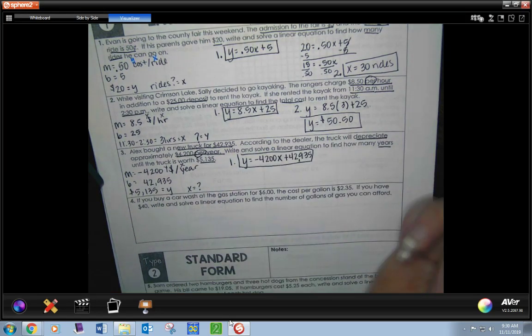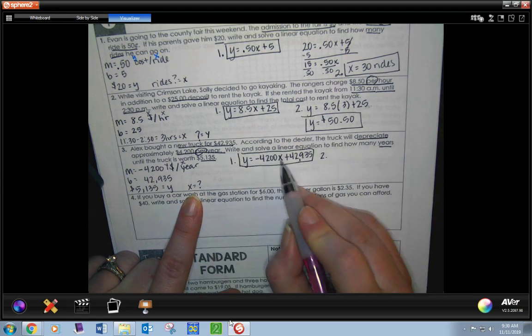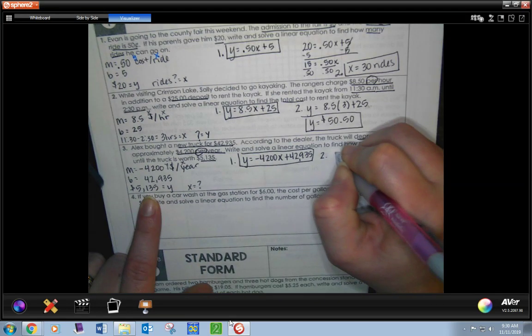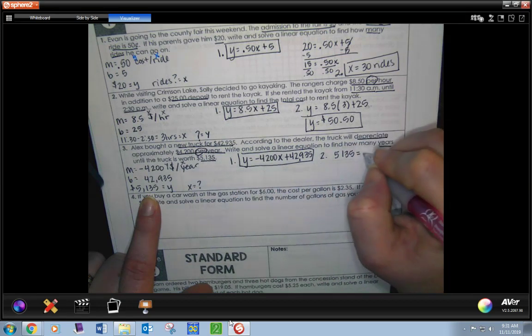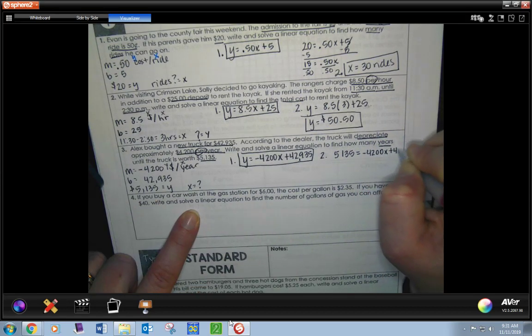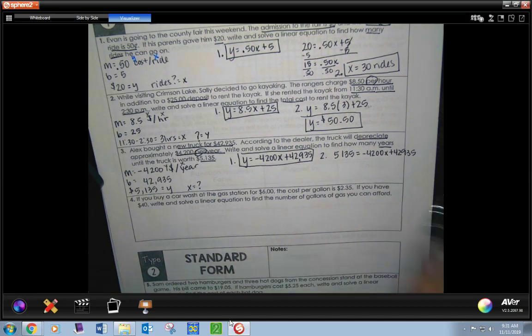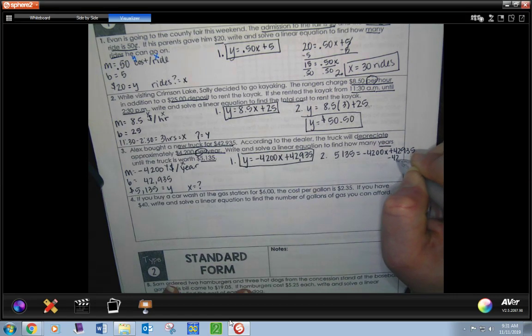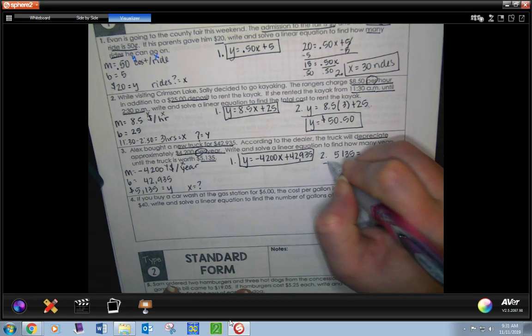Step 2, solve the equation. Since I don't know what X is, I can't plug X in, I have to plug Y in. We're going to do 5,135 equals negative 4,200x plus 42,935. Okay, since x is over here, I've got to get x by itself. I must subtract the $42,935.